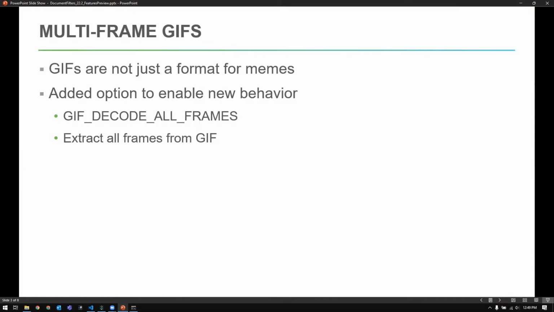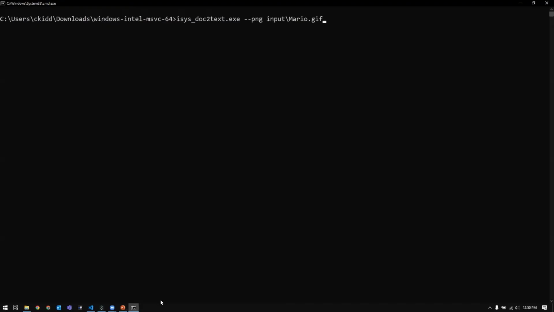It's not just a format for memes. People can record valuable information in this format, such as screen shares, things to share with other people, a lot of instructional videos. And they need all the frames of those to share with other people. So we've added an option to enable some new behavior with this, which we call GIF decode all frames, which allows us to extract all of the frames from them. Previously, you would only get one frame back as a preview. So let's take a little look at what that behavior is now and how that's changed.